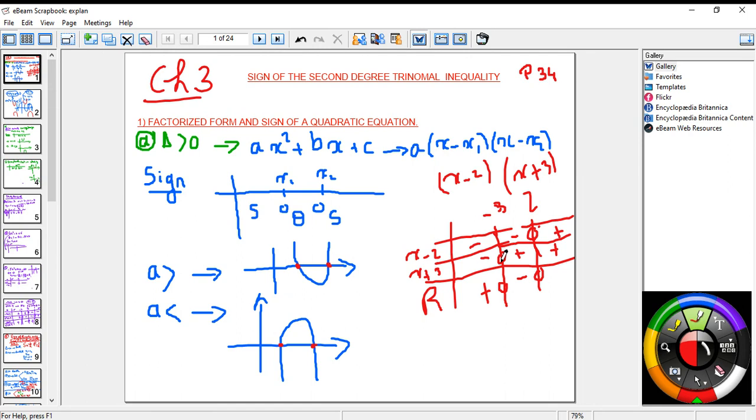Why? It's 0. Now I'm saying 0 times a number gives me 0. And here it's plus. Okay?